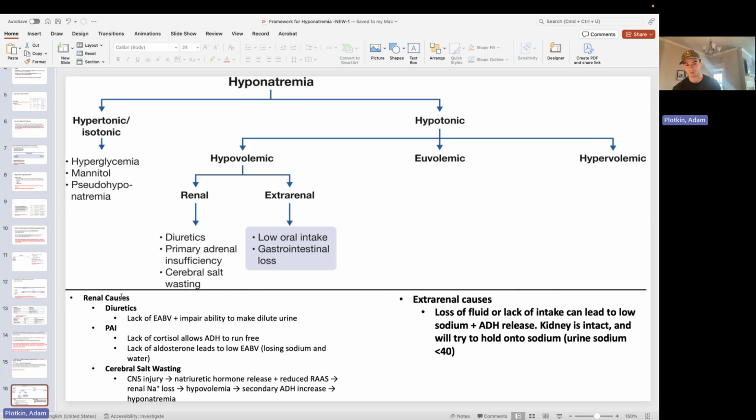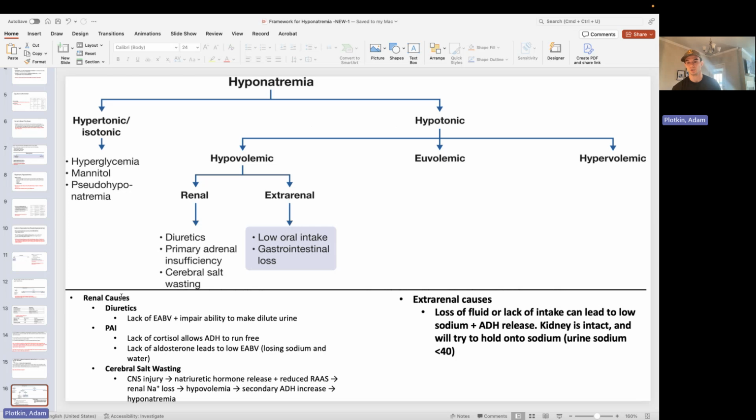And primary adrenal insufficiency, a lack of cortisol allows antidiuretic hormone to run free. Cortisol normally inhibits antidiuretic hormone. In primary adrenal insufficiency, we get destruction of the adrenal gland itself. We damage the glomerulosa, fasciculata, reticularis, and even potentially the medulla, right? And so in this case, we're losing aldosterone, cortisol, androgens, and then the medulla would be norepinephrine, epinephrine, if we're just trying to be complete.